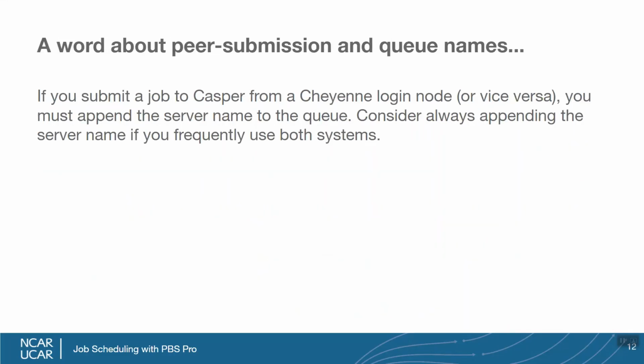So one word about peer submission and queue names. If you submit a job to Casper from a Cheyenne login node or vice versa, you have to append the server name, the PBS server name, to the queue. So if you are going to submit to one system from the other frequently, then you might consider appending the server name all the time in your batch scripts.